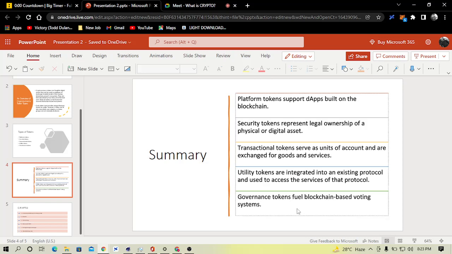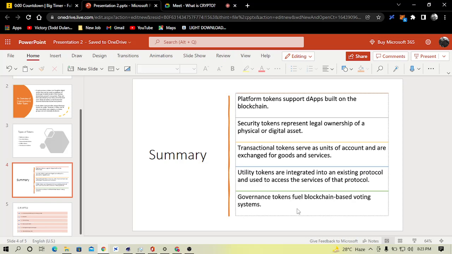And we have the governance tokens, that fuel blockchain-based voting systems. Of course, you need to own a certain amount of tokens to decide what a community does. It's just like holding shares in a company: the higher the number of shares you have, the more decision-making power you get. You get to decide a lot, of course.